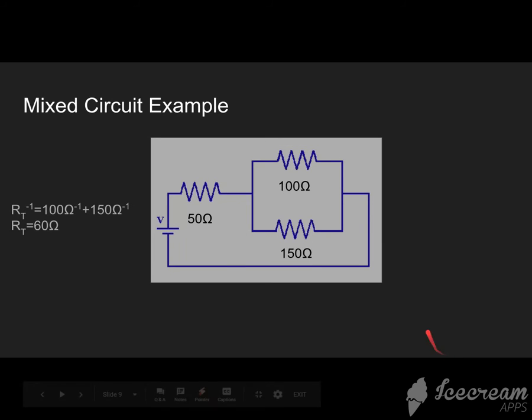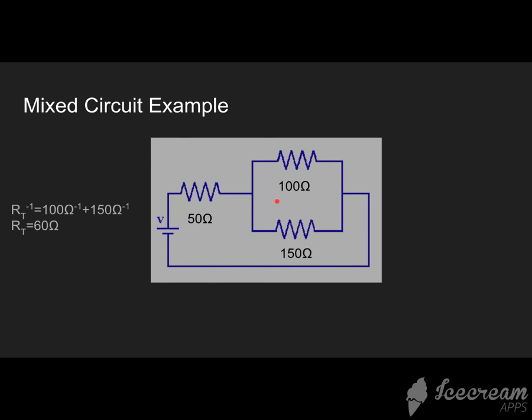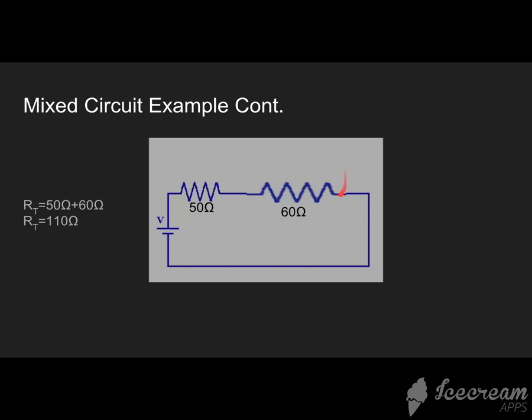A mixed circuit example. To figure this one out, you first have to get rid of these two resistors in parallel, and to find that, you do 1 divided by the total resistance equals 1 divided by 100 ohms plus 1 divided by 150 ohms, and that gives us 60 ohms of resistance between these two. Then you can combine those to make one resistor that equals 60, and now this circuit is just a series circuit, so we add these two resistances up to get the total resistance of 110 ohms.